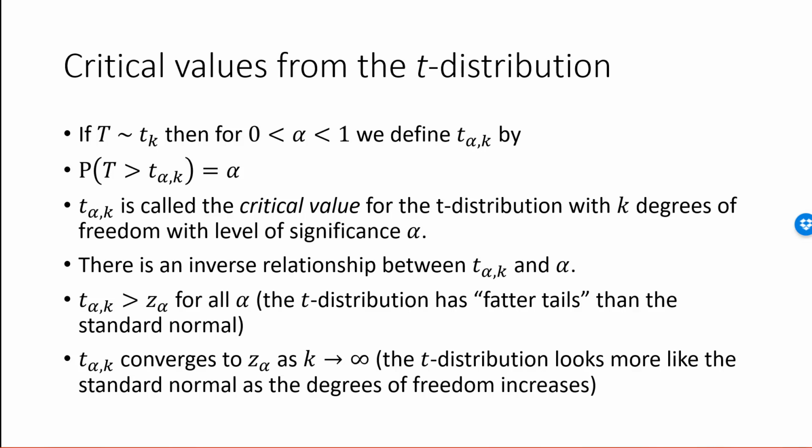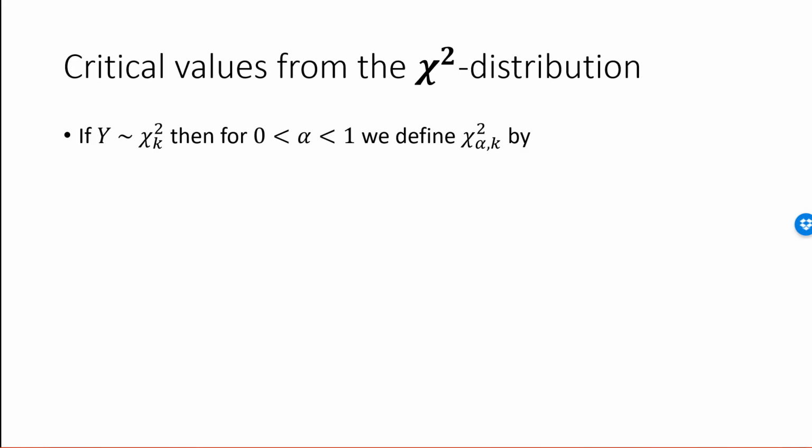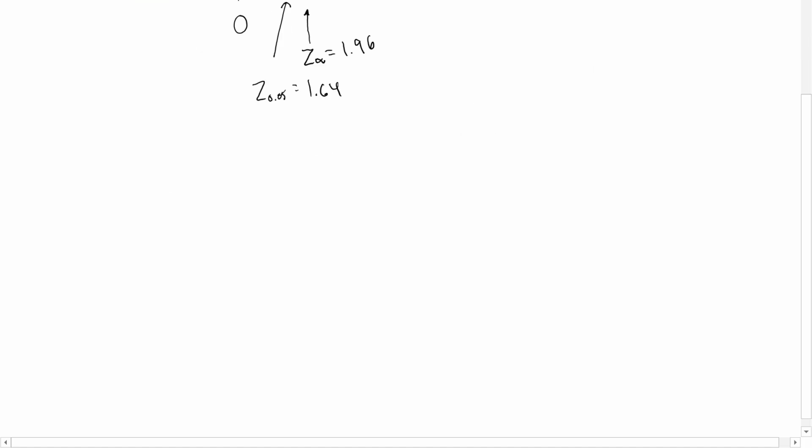Chi-square, critical values from the chi-square distribution. Same idea, but they're absolutely not comparable to the t and the normal distribution, because the t and the normal are symmetric around zero. The chi-square distribution will always give you a random number that's positive. But the idea is still exactly the same. It's just that we have to draw the diagram something like this. We have a chi-square distribution, maybe something like that, skewed to the right.